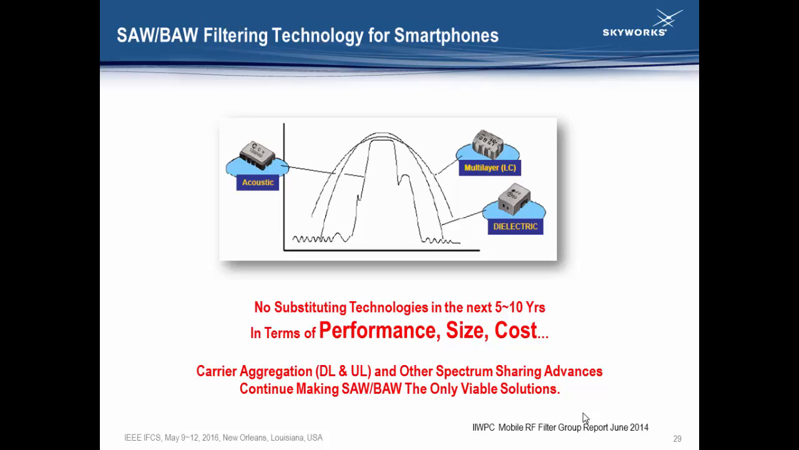And carrier aggregation on the downlink: in the forthcoming few years, you can see that a lot of downlink is not only using one RF band, there are several RF bands together. So you use several RF bands to downlink information simultaneously. That we call carrier aggregation. And other spectrum sharing advances will make it even more difficult for other technology to compete with SAW and BAW for now. Okay, thank you.